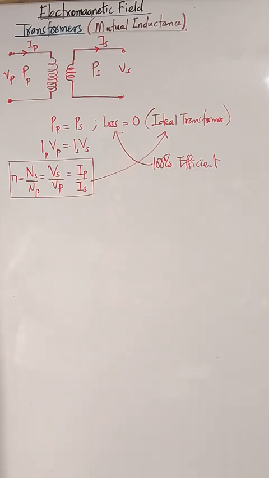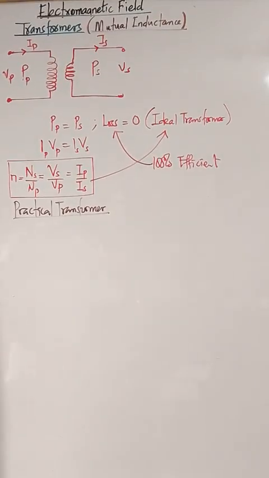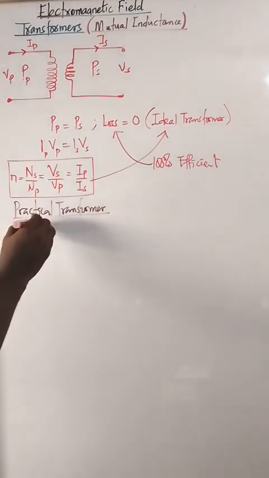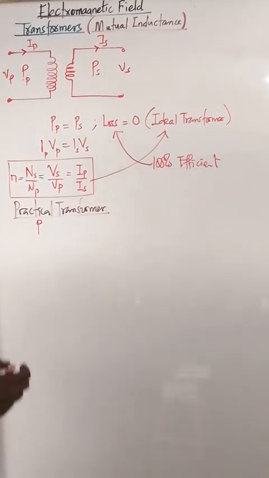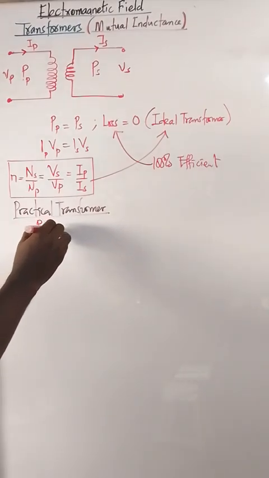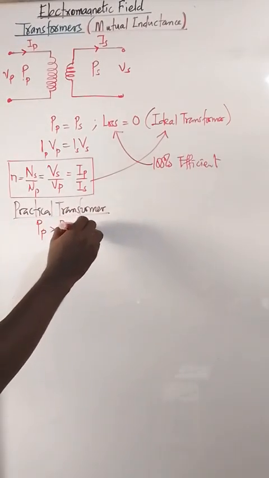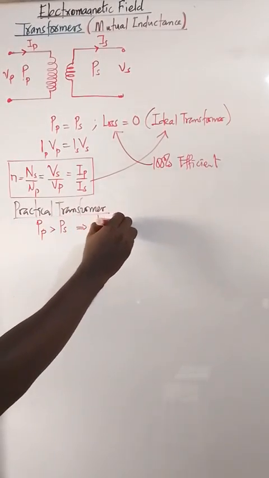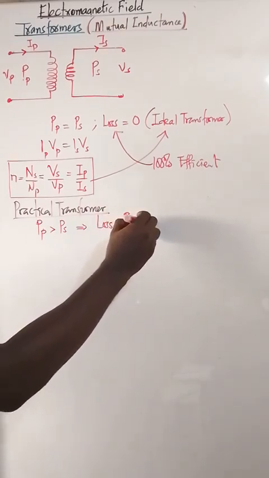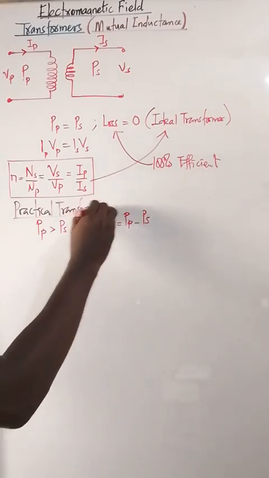Before we talk about the losses, let's talk briefly on the practical transformer. Although we are not going to go in depth, you do that in advanced level. So let's talk about it very briefly. Practical transformer. For a practical transformer, there will be losses. So meaning the power in the primary coil will be greater than the power in the secondary coil. Meaning there will be a loss. And the loss in power equals what? Power in the primary minus power in the secondary.